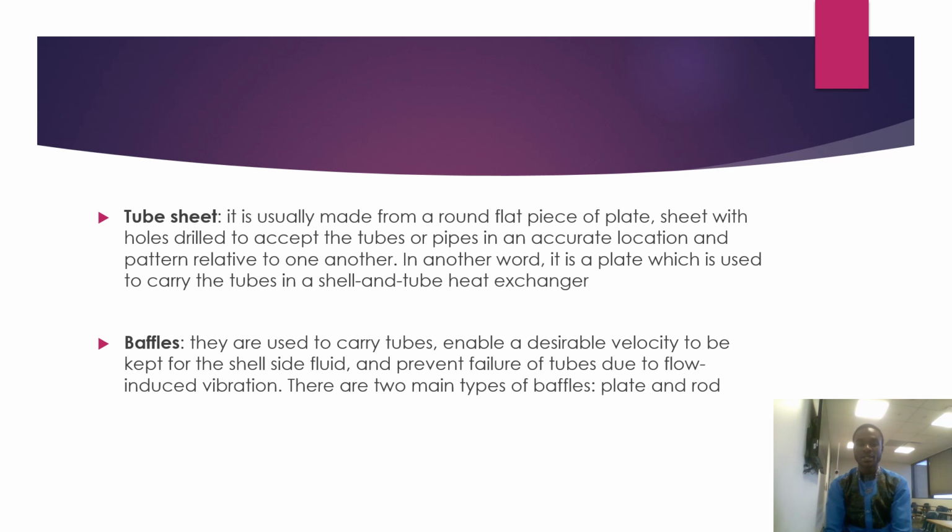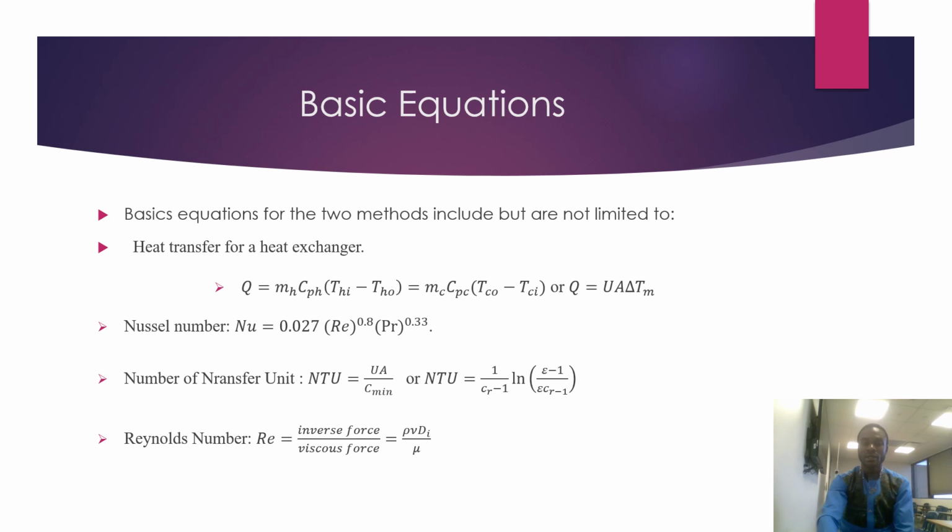The next one is the tube sheet, which is most of the time made with a flat piece of plate. In other words, it is a plate which is used to carry the tubes in the shell and tube heat exchangers. The baffles. The baffles are very important, because they are used to carry tubes and they prevent failure of tubes due to vibration, because shell and tube exchangers vibrate a lot. So the baffles help the tubes not to move a lot.